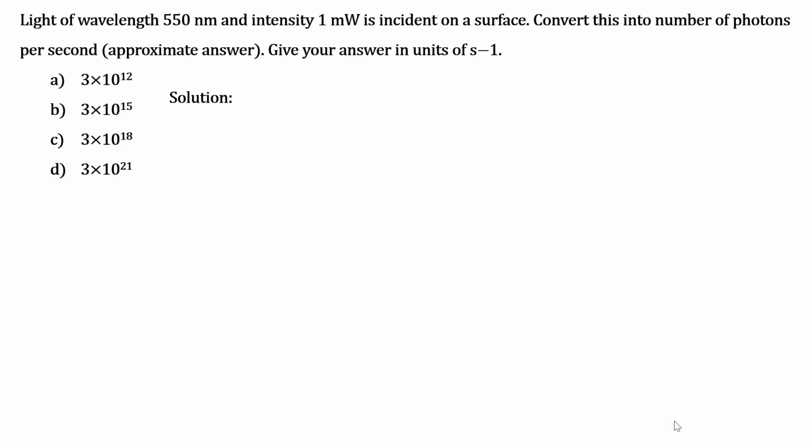Ma'am, it is 2.76 into 10 to the power of 15, but it's B. You can approximate it to be 3 into 10 power 15. Yes, ma'am. Whatever, in case the exact answer is not there in your options, you can approximate it as 3 into 10 power 15. Okay, ma'am.